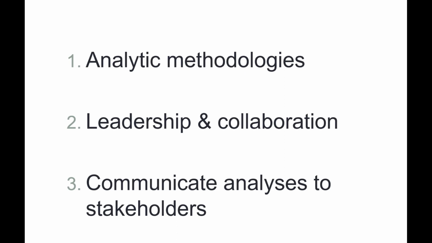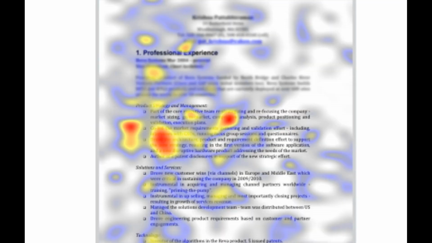So if these are the key skills that we want to emphasize, let's talk about where we place them on the page. And what I'm going to show you is a heat map of a recruiter looking at a resume. The hotter colors, the red and the yellow, indicate that more time was spent on these passages. So I want you to notice a couple of things.